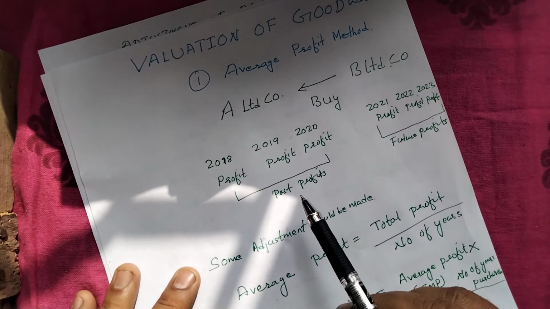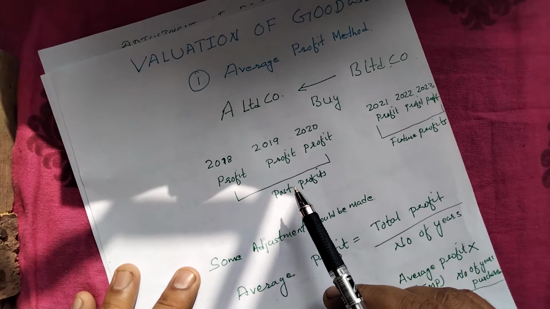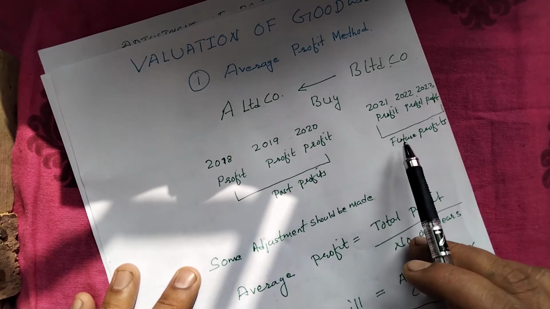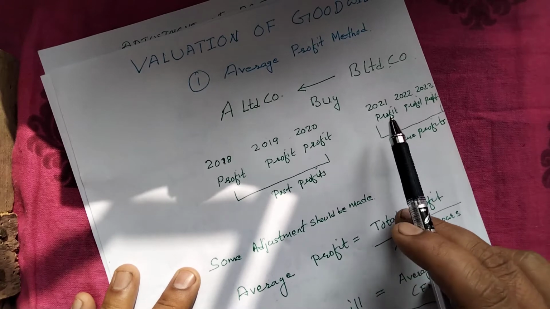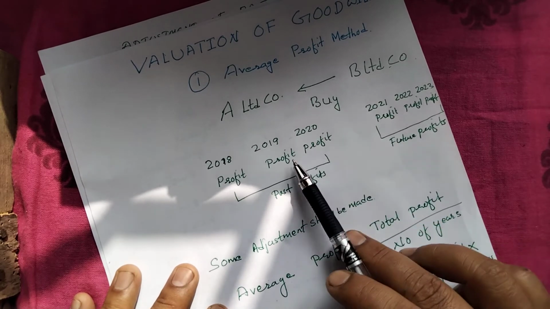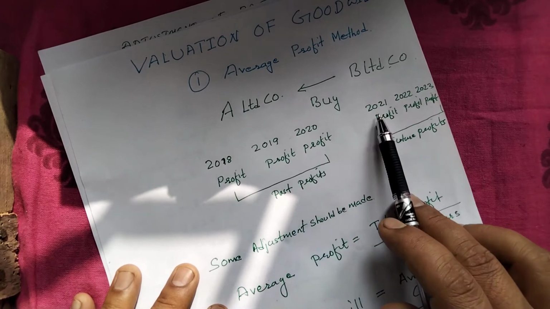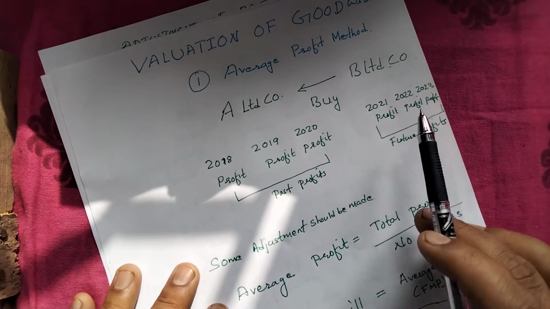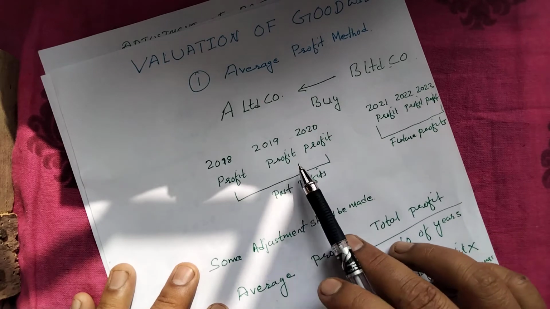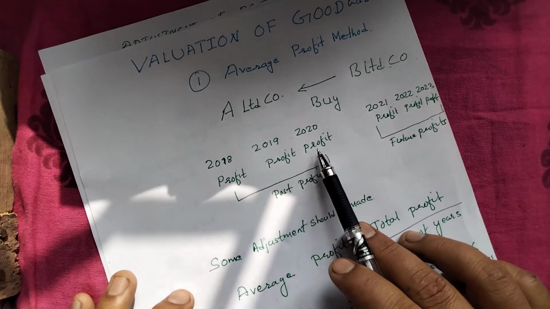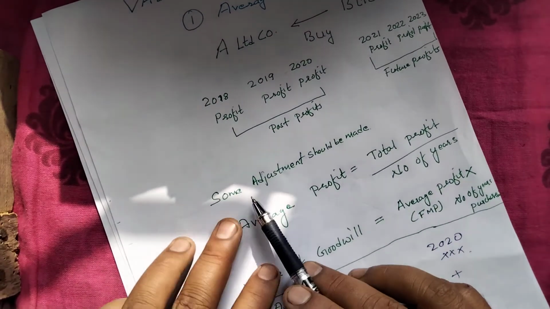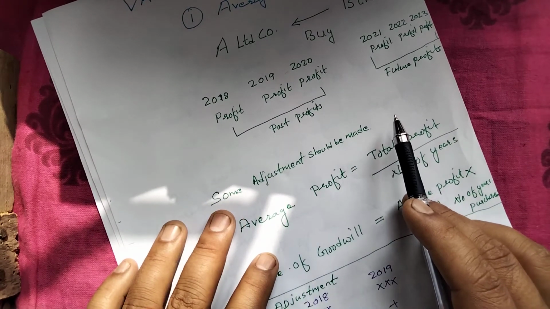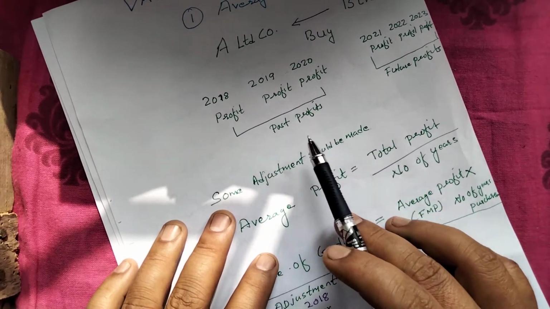In this particular method, on the basis of previous profits we are going to find what the profit of this business will be in 2021, 22, 23. For that, first you have to see the profits in the previous years, then we have to adjust something. Some adjustments should be made.